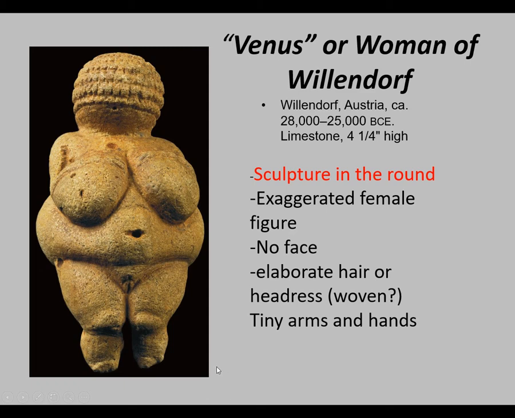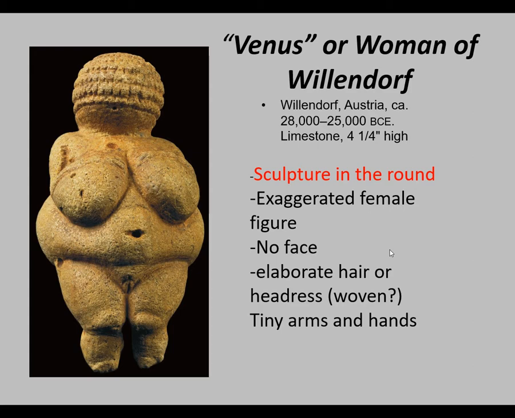She has exaggerated female parts to her figure. She has tiny little arms and hands resting on her breasts. She has no face, and she has elaborate hair or headdress. So this could possibly be like a woven kind of headdress or braids. And nonetheless, she seems to be out of proportion and faceless, being emphasized for her femaleness.